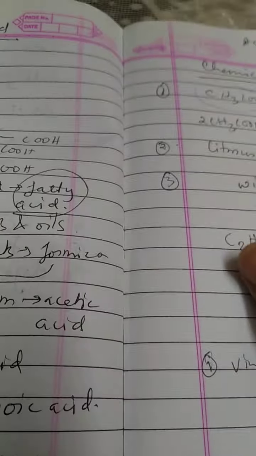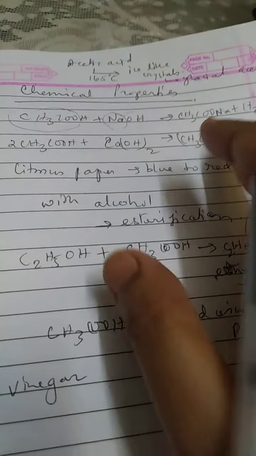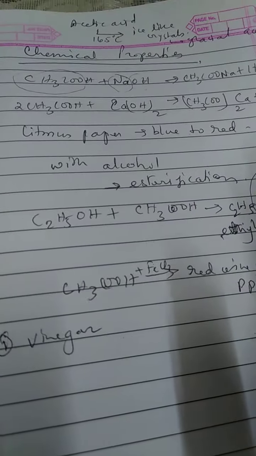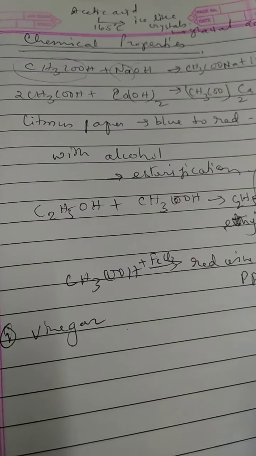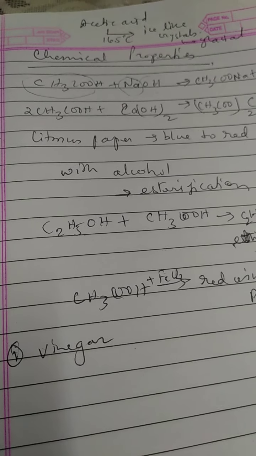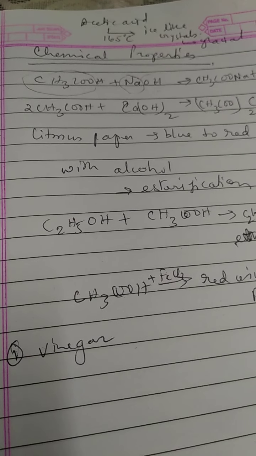Then their chemical properties. The important ones are the neutralization reaction and the esterification reaction, which is the same as that shown by alcohol. We have done it in alcohol also. So this was it for carboxylic acid.